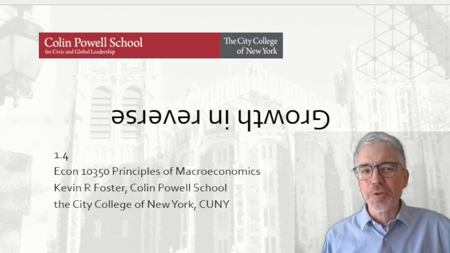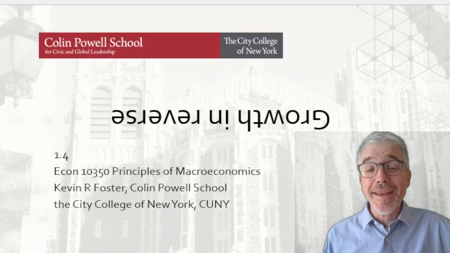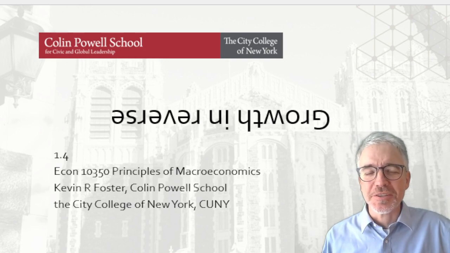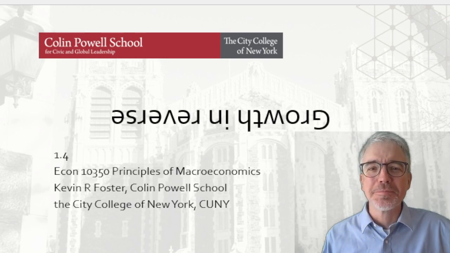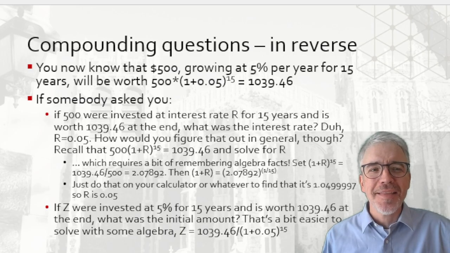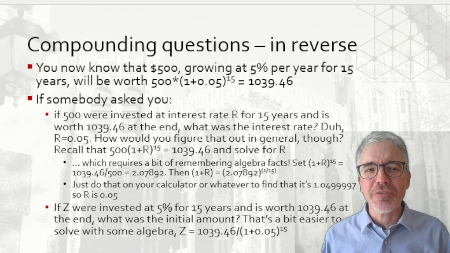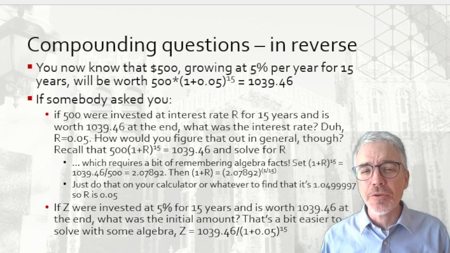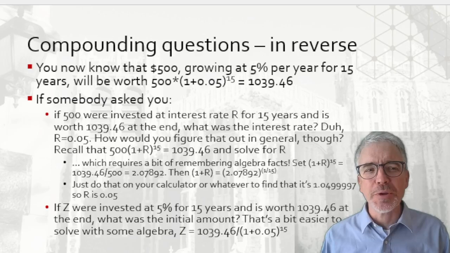All right, we're going to talk a little more about growth and compounding, but we're going to do it in reverse, just to shake things up a little bit. Last time we calculated that 500 growing at 5% per year for 15 years is going to be worth 1039.46 by the end of the period.